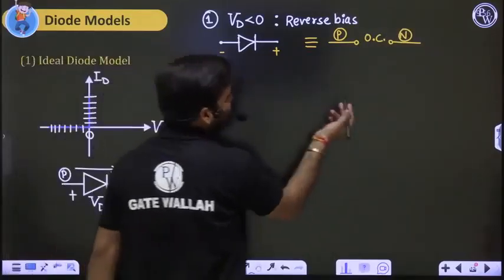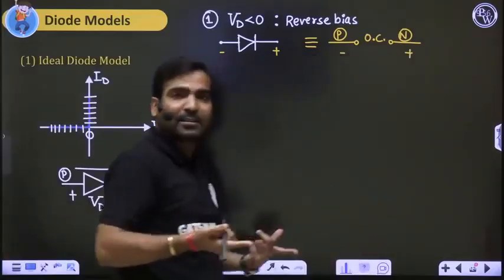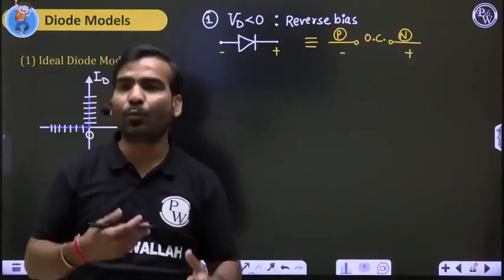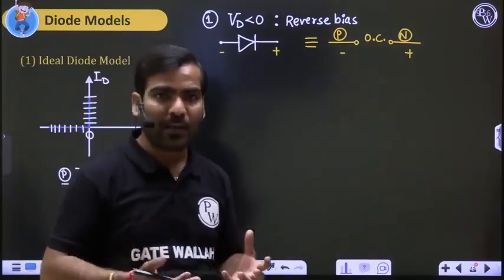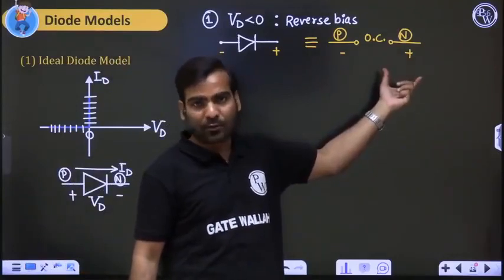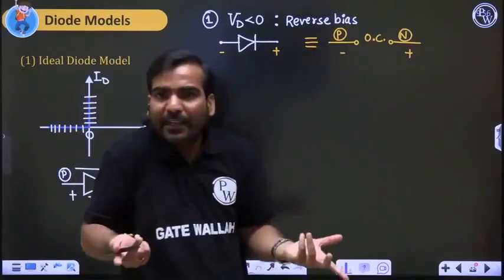And the diode will be having some voltage, no doubt. Here some positive, here some negative. That's why it is reverse bias. And this voltage may take any value: 1 volt, 2 volt, 3 volt, 4 volt, 5 volt. N side positive, P side negative, so you will have some positive voltage, no doubt. If you measure like P side positive, N side negative, then it will come negative only.